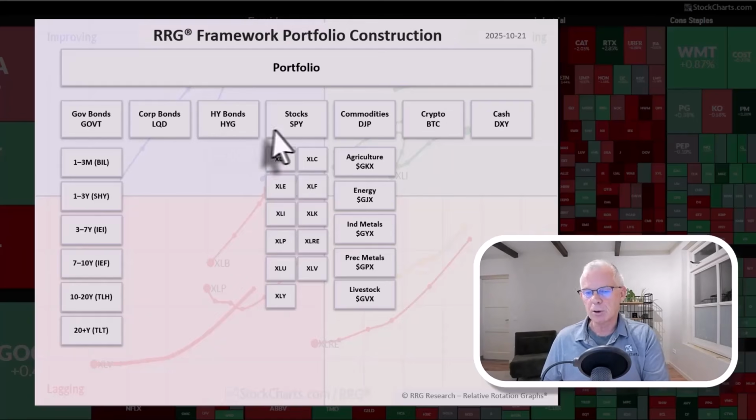And then for stocks, obviously we have the sectors, which we all know. So look at the RRG for US sectors. And then in the commodity space, we can break it down into the GSCI commodity groups. It's agriculture, energy, metals, industrial metals, precious metals, and livestock. For crypto, I'm going to stick with the benchmark with Bitcoin.